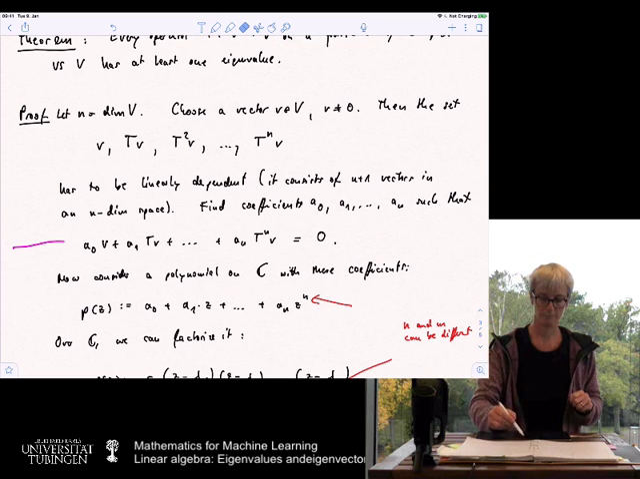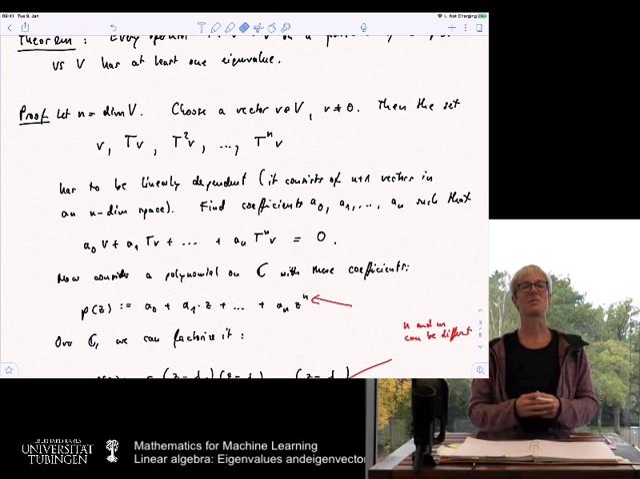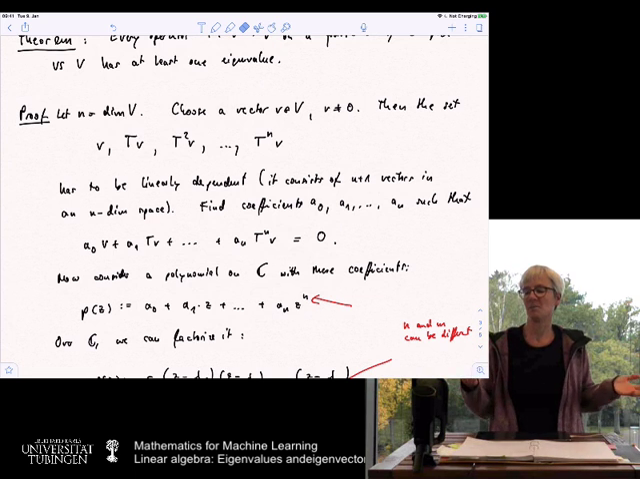Okay. I like this proof. It's a bit of a surprising proof, but it drives it home.